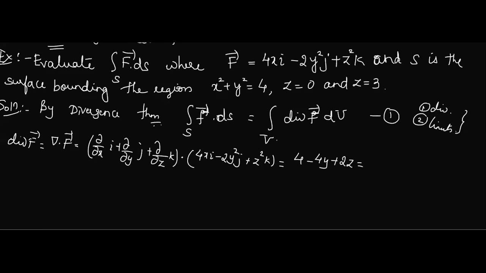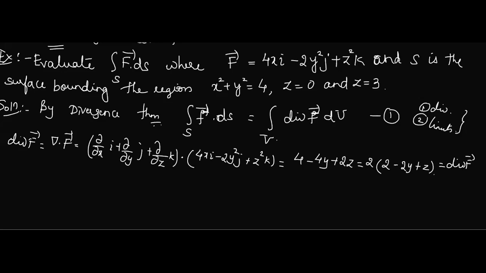Dou by dou z operating on z square means 2z. So is there anything common here? Yes, 2 can be taken out: 2 times (2 minus 2y plus z). Am I correct? This is the divergence of the given vector field. Okay, now we require the limits.